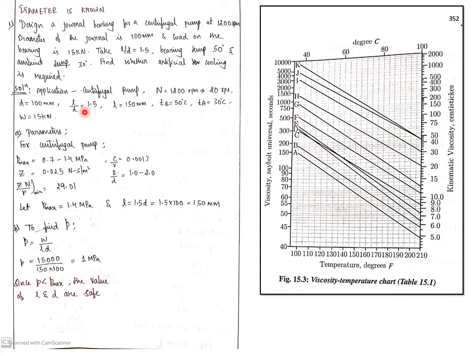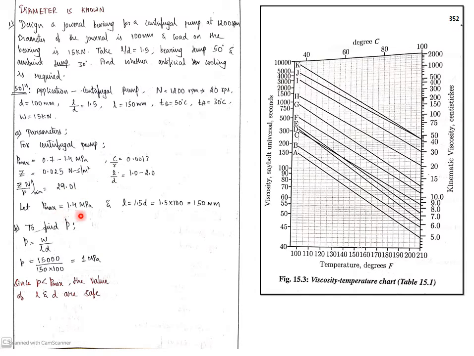Now let's start. The application given is a centrifugal pump. In the previous class I showed you the page where the tabular column gives the bearing data from the application point of view: N is given in the question, D, L by D, L, TB and TA, W. These are the parameters for the centrifugal pump. From that table, note down the values for the centrifugal pump, which is in the last row: P max, C by R, Z, L by D, Z N by P.